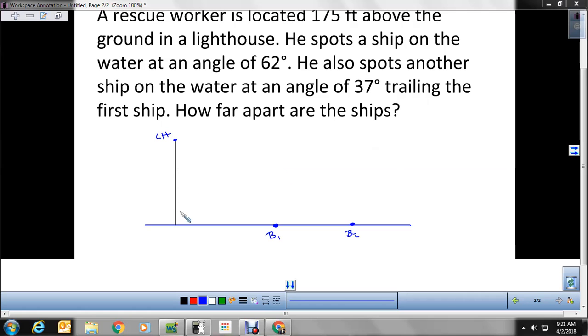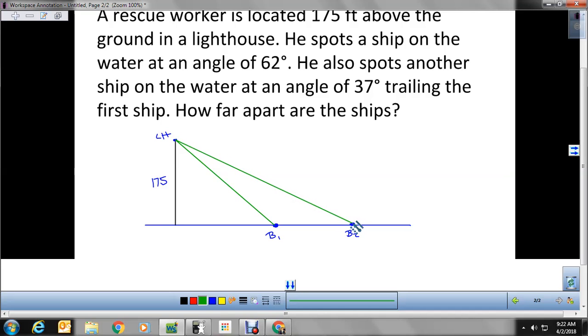Okay, so here's the basic setup. We have the lighthouse. Now the distance of the lighthouse is how tall it is, 175 feet. Now the two ships here, we've got boat 1 and boat 2. So if I draw a line here to each one, this is going to be our line of sight to boat 1. We have our line of sight to boat 2.